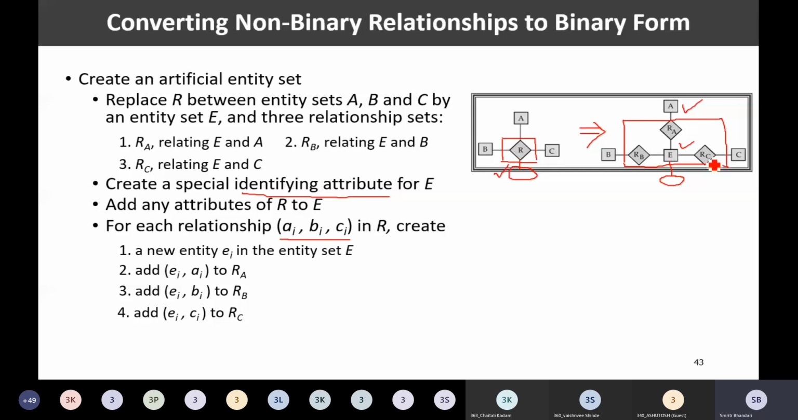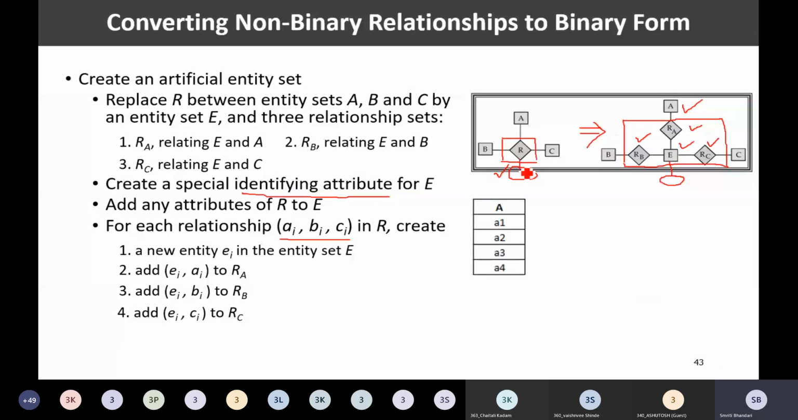So Ei is the identifying attribute for E. Along with this Ei, I'll be having the combination with Ai, and that will go in this relationship set RA. Along with this Ei, I'll be having the combination with Bi. So Ei, Bi will go into this relationship set RB, and Ei, Ci will go in this relationship set RC. Okay, so let us see the example to understand this better.